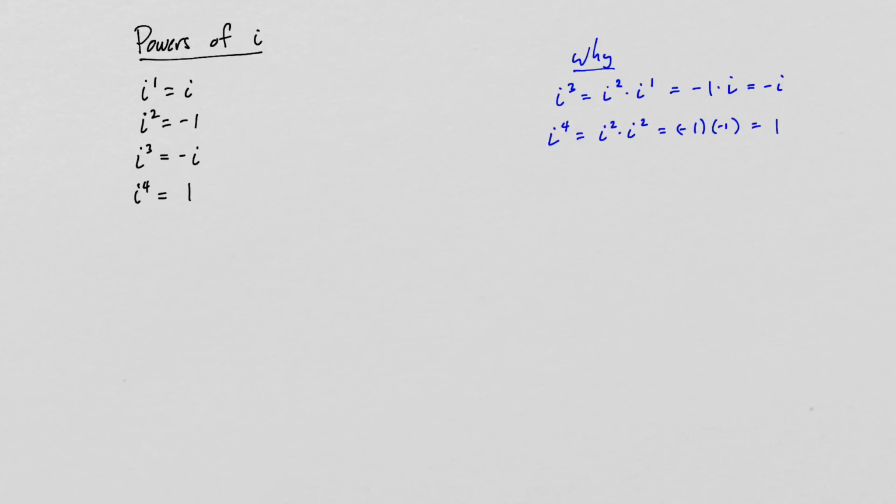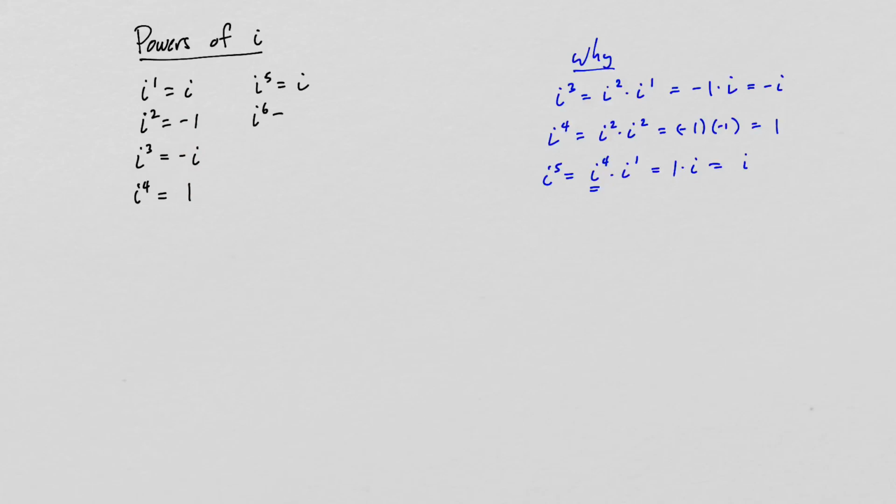Well, it turns out that after this, it begins to repeat. Let me just show you why. i to the fifth power can be thought of as i to the fourth power times i to the first power. But we now know that i to the fourth power is 1, and i to the first power is i, and 1 times i is i. And so if I do i to the fifth power, we're going to start over again in this pattern of results. And it keeps on going.